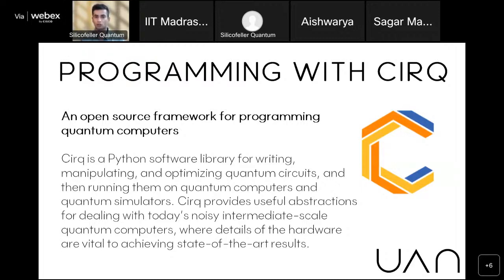So Qiskit is the Quantum Information Science Kit, a development kit, and using that we can also operate quantum computers. We'll be having a demo, as I said earlier, on Qiskit only. But right now, I'm going to take you through how you can do programming with Cirq.